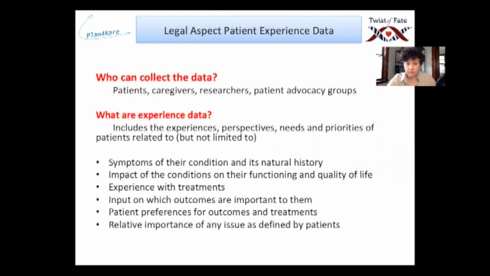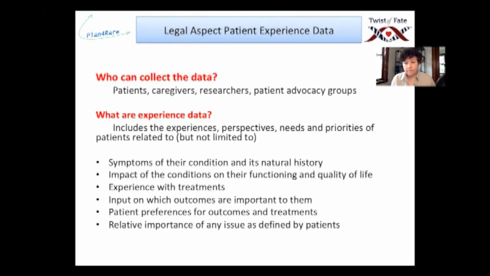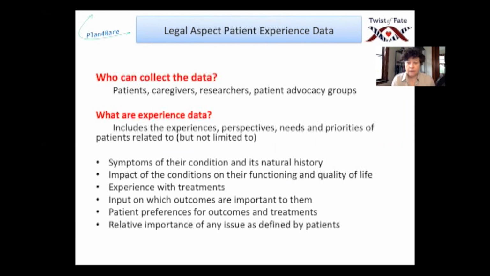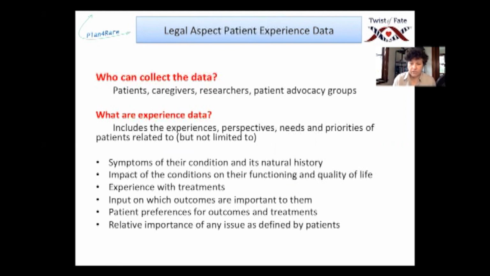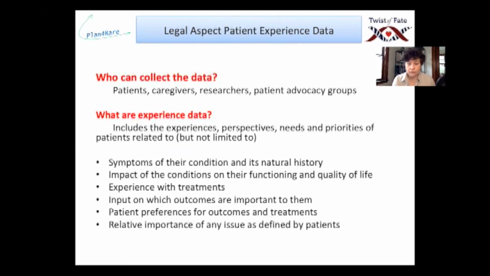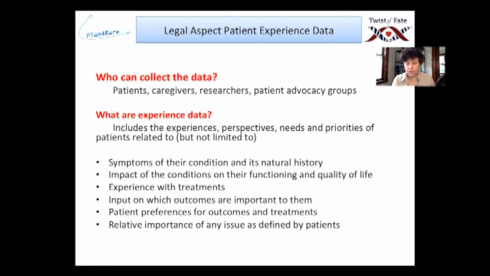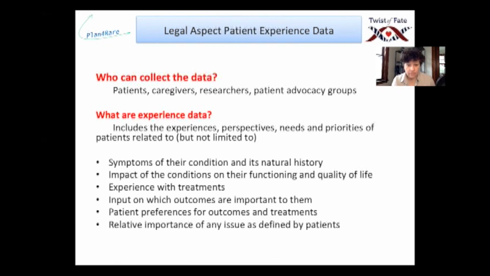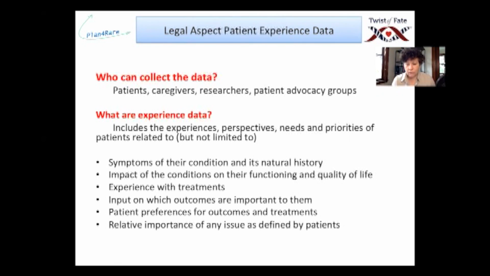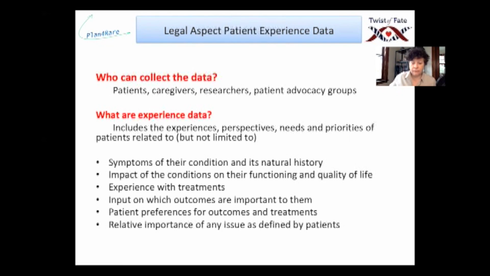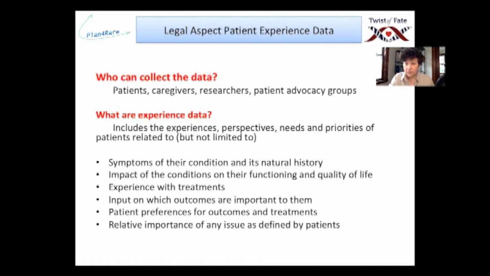So the legal aspects of the data we can gather, the experience data, who can collect that? The patients, the caregivers, the researchers, and the patient advocacy groups, so Twist of Fate. What exactly is defined as experience data? Well, that includes experience, perspectives, the needs and priorities of the patients related, for example, to this list, but we can also add other things like the symptoms of the condition and the natural history, the impact of the condition on your functioning and quality of life, the experience with treatments, that's very important, the input on which outcomes are important to you, the patient preference for outcomes and treatments, and the relative importance of any issue as defined by the patient.